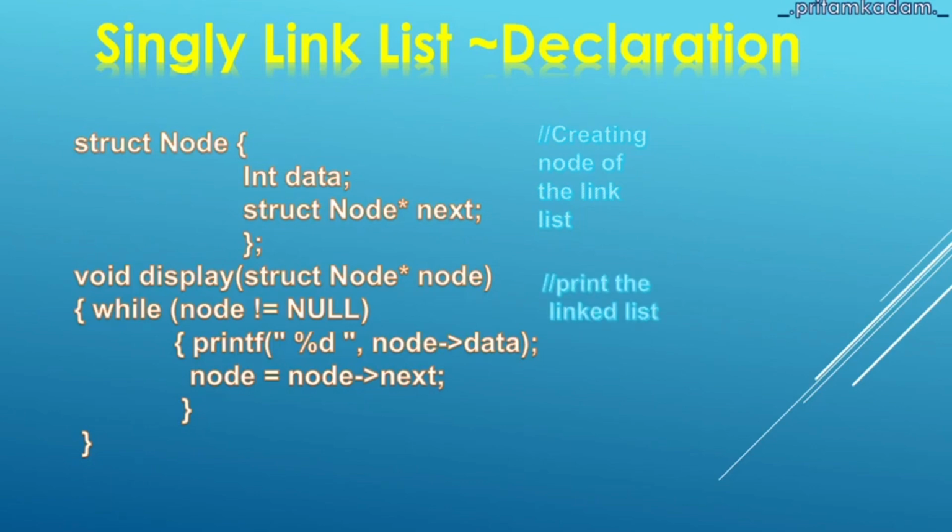If we are not writing node equals node pointer next, then the while loop won't end, and it will be running infinitely, means it won't come out of the loop.